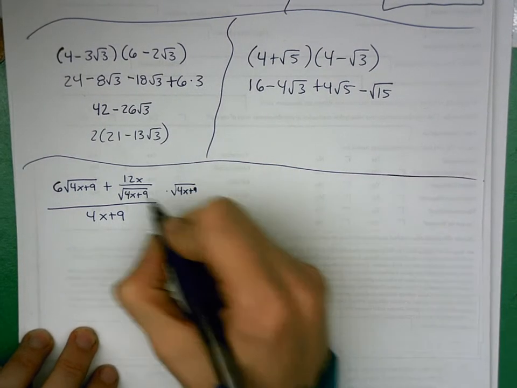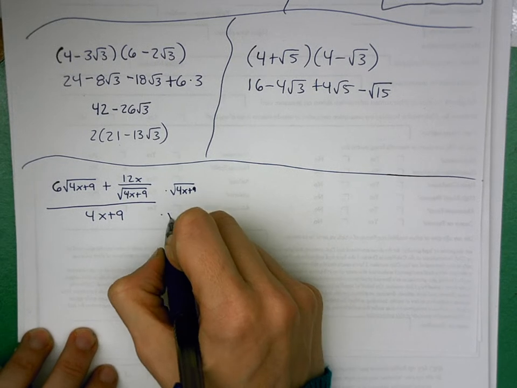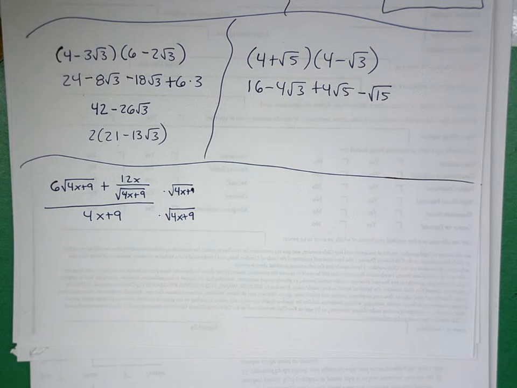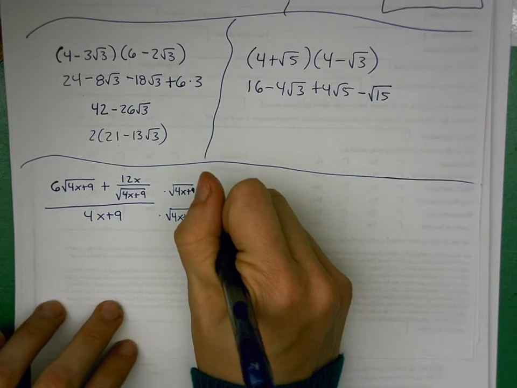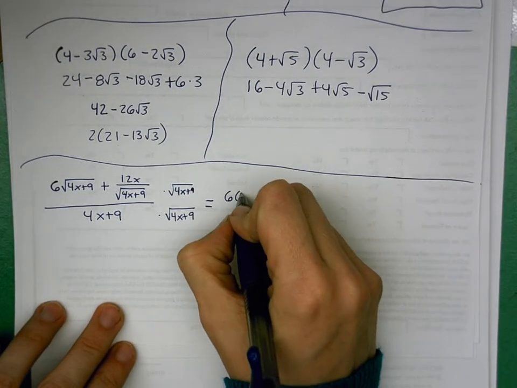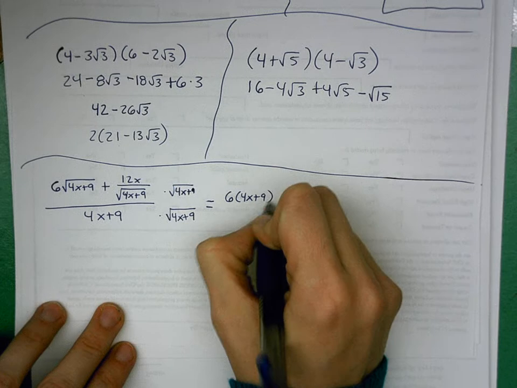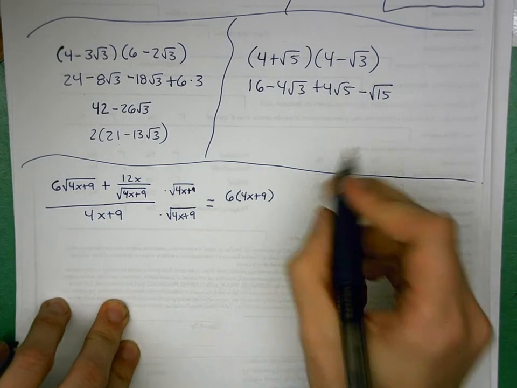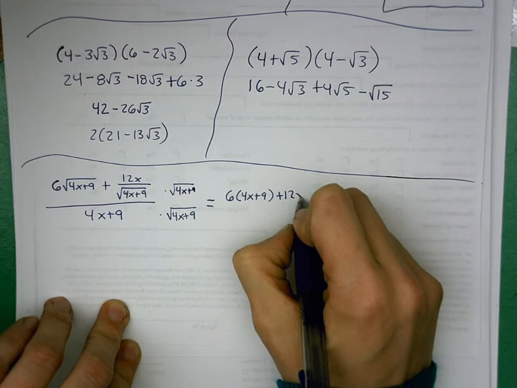Okay, so for these complex fractions, we're multiplying top and bottom by root 4x plus 9, because that's the denominator we're trying to get rid of. In that way, what we're actually multiplying by is 1, which changes the form of your function, but doesn't actually change the function itself. Okay, so when we multiply top and bottom, in the first term, the roots would cancel. In the second term, the denominator would go away entirely, and we'd be left with just the 12x.